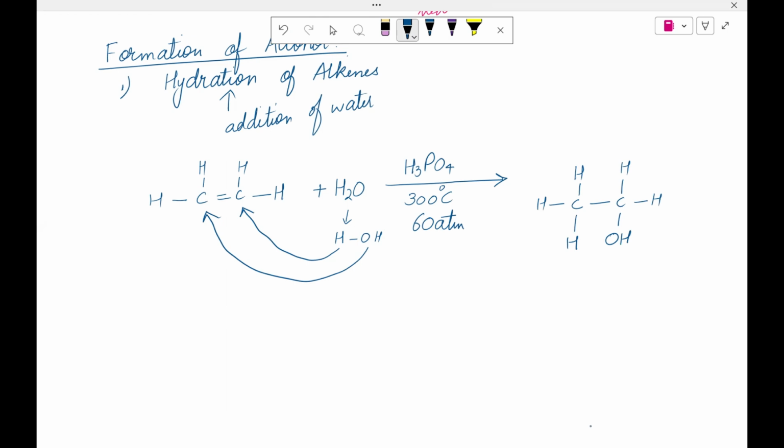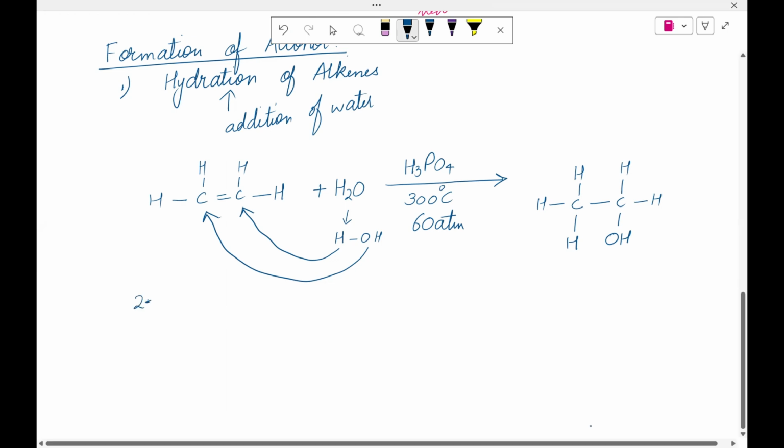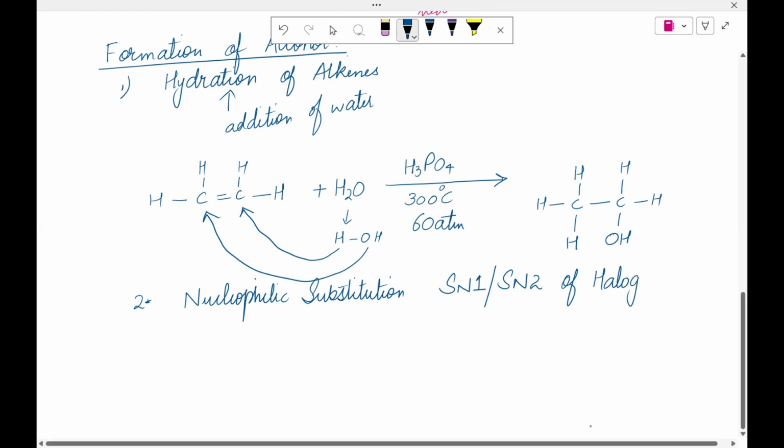Okay. So the next reaction is basically nucleophilic substitution reaction. And we have discussed SN1 and SN2 reactions of halogen alkene. Okay, do you remember them?